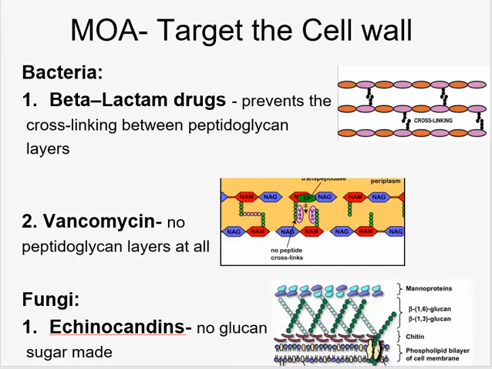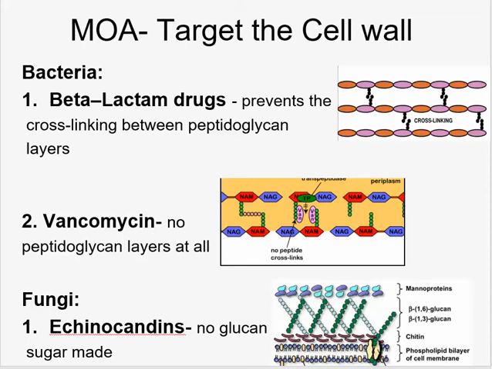Vancomycin also goes after the bacterial cell wall, but it prevents all horizontal and vertical layers from forming at all. So there's essentially no layer formed at all. The cake doesn't even stick together to make a layer. It's just individual little sugar blocks that don't come together to make the full horizontal peptidoglycan layer.